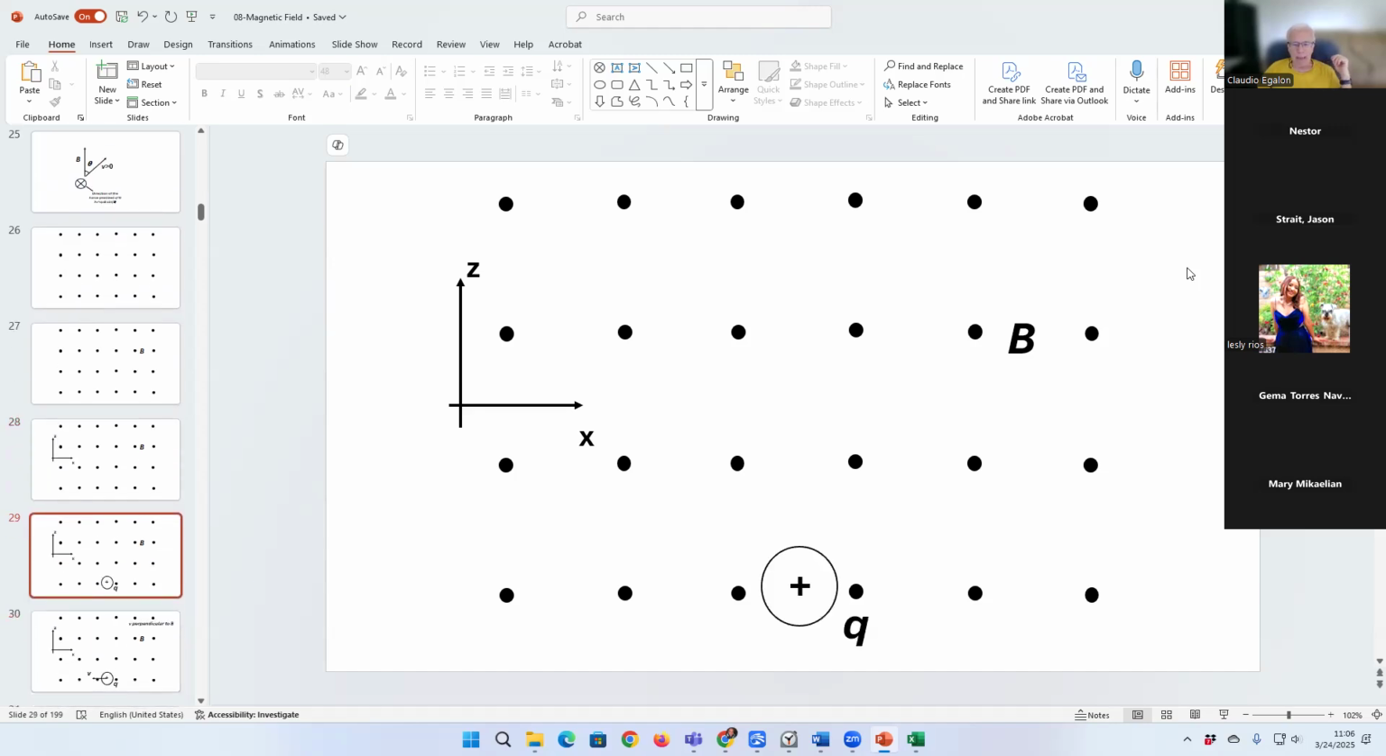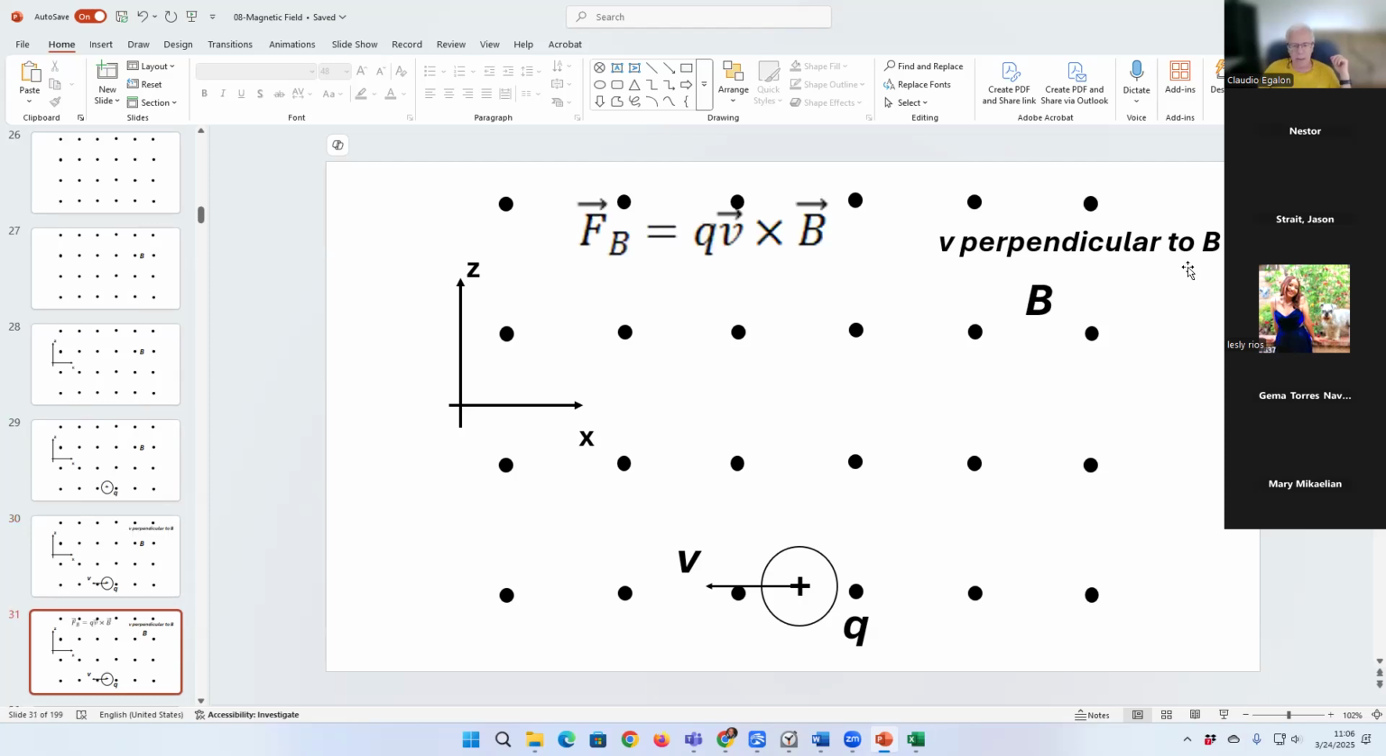Okay, I'm gonna put my electric charge here. It's a positive electric charge in this case, and I am going to show the velocity vector. In this case, the velocity vector is perpendicular to the magnetic field lines. You gotta do the V cross B right-hand rule, right? When you do the V cross B, V perpendicular to B, you get this type of force.